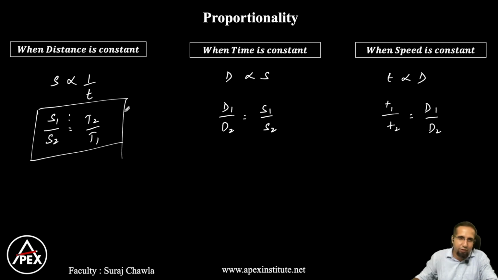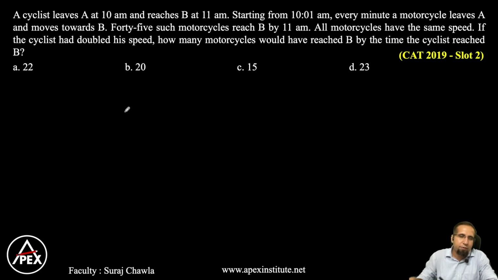Right? So let's look at these questions here. Let's look at the first question here. Now, a cyclist leaves A at 10 a.m. and reaches B at 11 a.m. Okay. Starting from 10:01, every minute a motorcycle leaves A and moves towards B. Now 45 such motorcycles reach B by 11 a.m. Okay. All the motorcycles have same speed. If the cyclist doubled the speed, how many motorcycles he would have reached by the time the cyclist reached B?